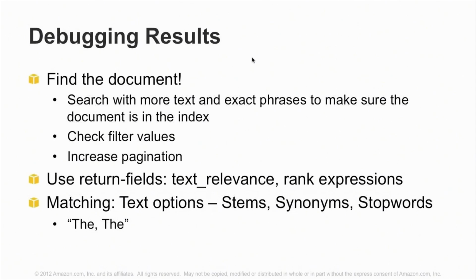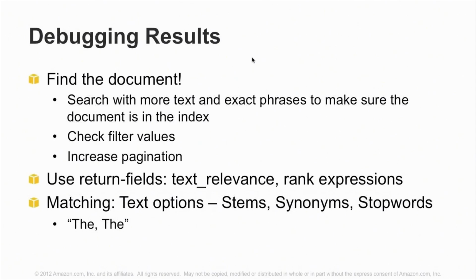Then you can use return fields for both text relevance and rank expressions to display the score that each document is getting. This will allow you to compare the actual document score with other scores in the search results and do a little bit of thinking about, well, what are the terms that are matching? Why is it scoring the way that it's scoring? And that will give you a clue as to what you should tune, both for field weights and for rank expressions, to bring that document higher in the results.